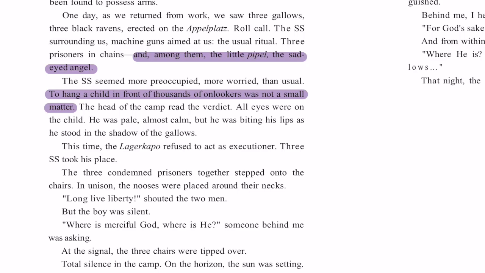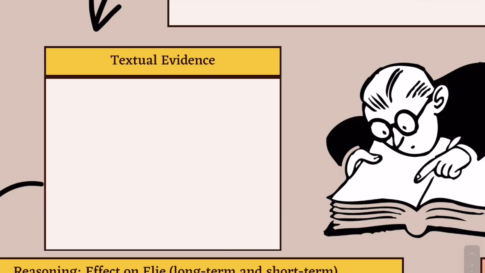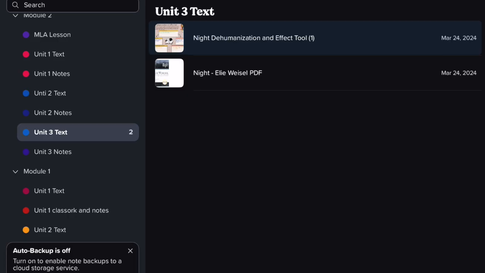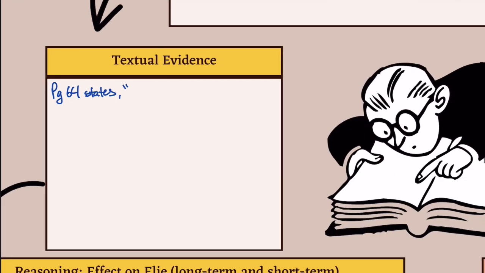Let's go ahead and cite some of this. I think I'm going to focus on just this piece right here: to hang a child in front of thousands of onlookers was not a small matter. This is page 64. So let's go back to our tool. Make sure we have our blue color here. So we have page 64 states... I already forgot. To hang a child in front of thousands of onlookers was not a small matter.